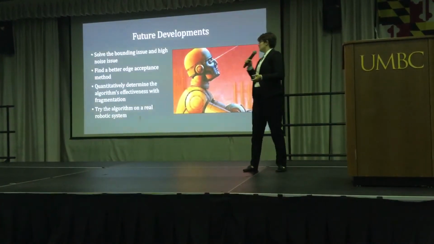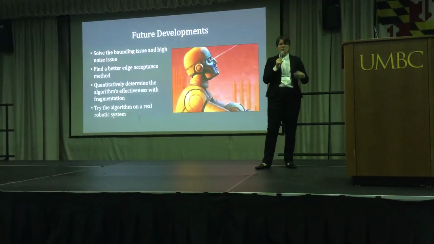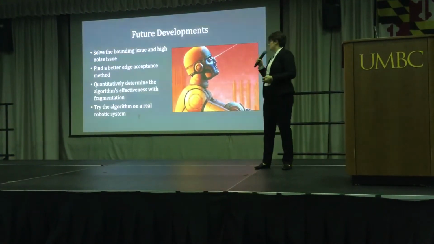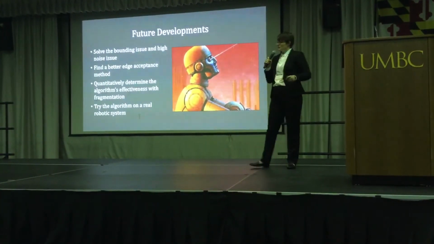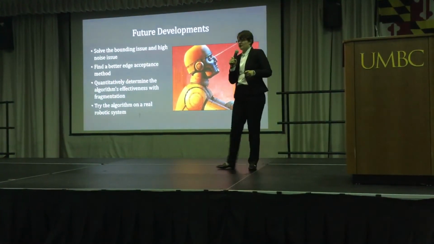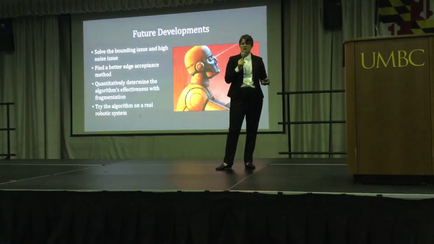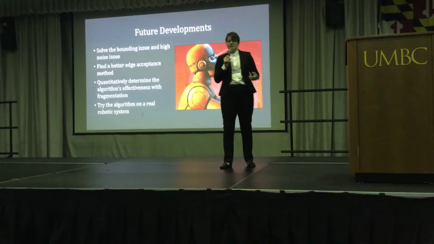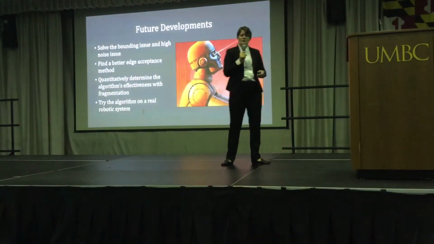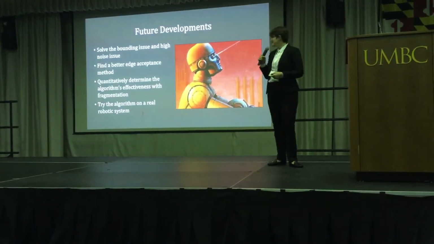So in the future, we would like to solve the bounding issue, solve the noise issue, perhaps by passing a noise filter over the image. We'd like to find a better edge acceptance method. We'd like to more quantitatively determine how effective the algorithm is at solving the fragmentation issue by comparing it with other edge detection software. And we'd like to actually put it on a robot. We'd like to put it on a little Roomba or something, have it navigate around, feed it results of the algorithm, and hope it doesn't bump into anything.